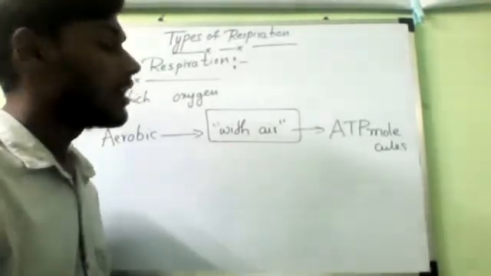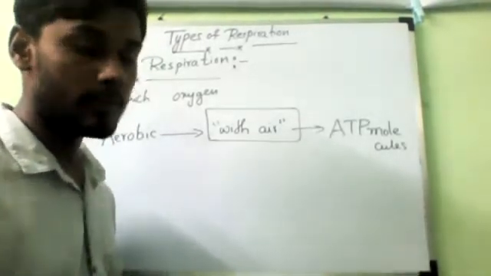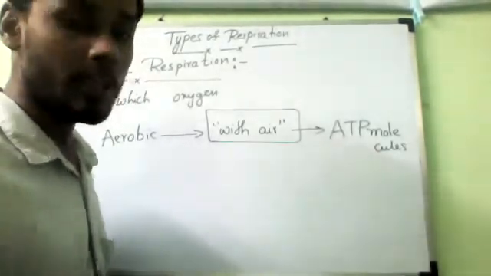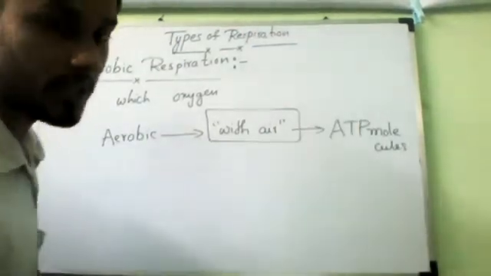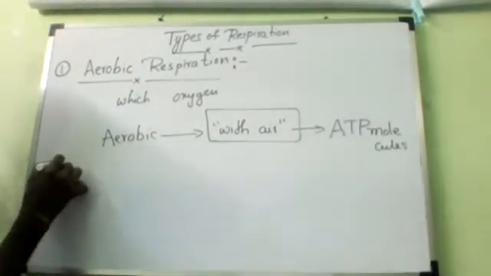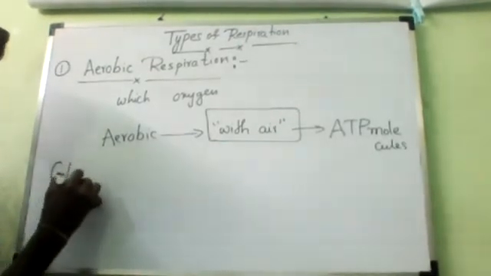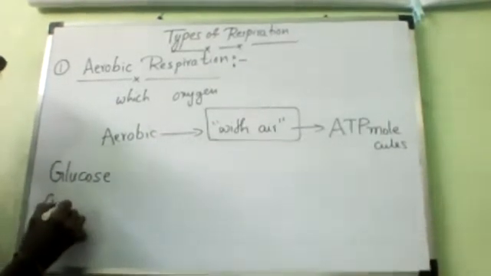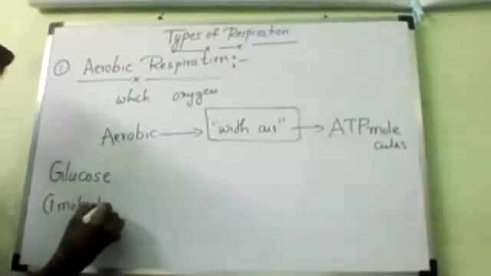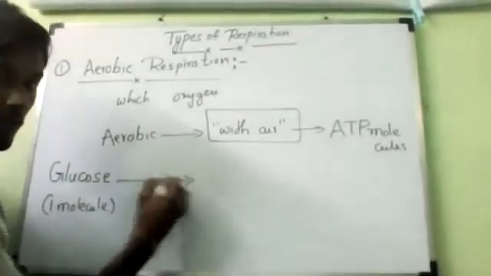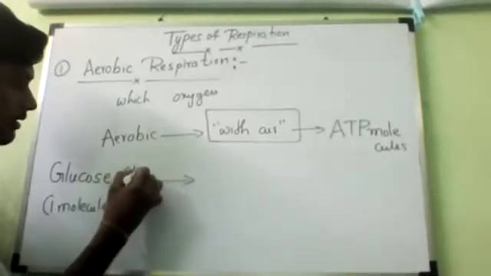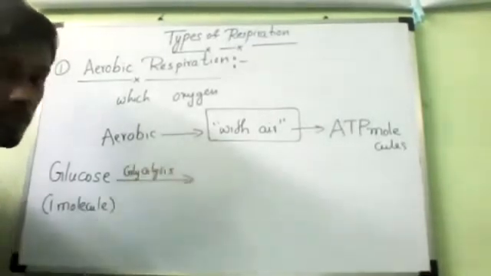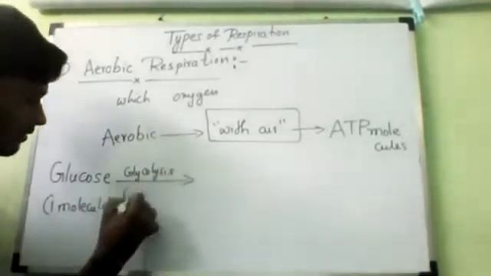If we take the breaking down of glucose during aerobic respiration and represent it in the form of an equation, can anybody say? If we take one molecule of glucose, what will happen? What is the process that will happen? Glycolysis will happen. Is it yes or no?